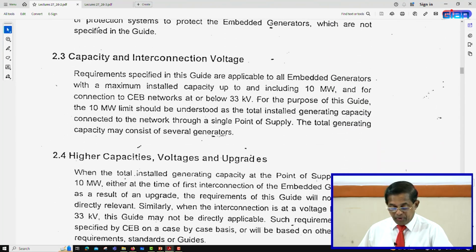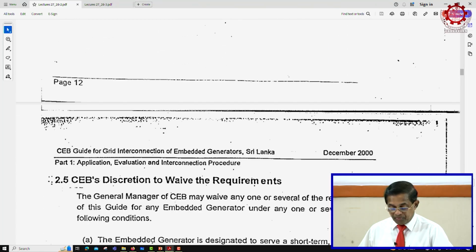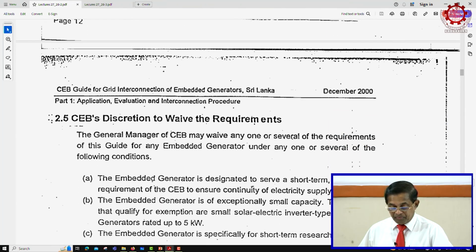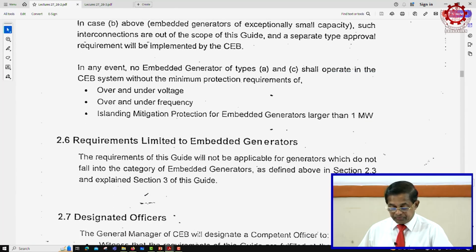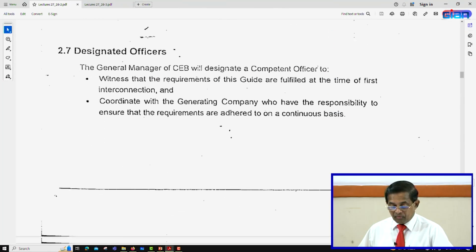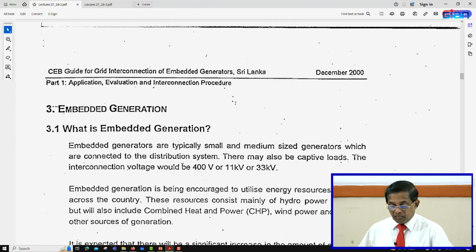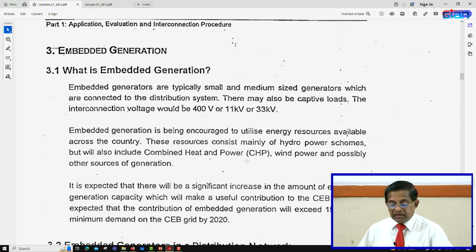I will not read everything, I will just browse through it with you, and important points I will highlight here. It defines what is an embedded generator. Embedded generators are typically small and medium sized generators which are connected to the distribution system. There may also be captive loads. The interconnection voltage would be 400 volts or 11 kV or 33 kV in the Sri Lankan context.